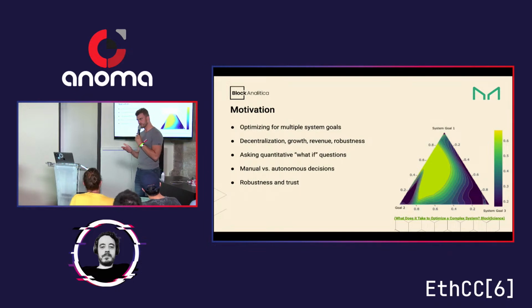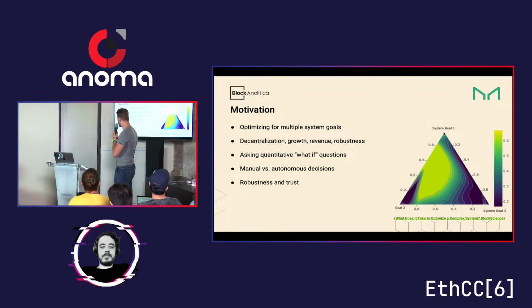Then we have our own work, which focuses on both the qualitative and quantitative aspects. But in this case, we're going to talk more about the quantitative ones. We have the visualization on the slide, where we show this trade-off space between different system goals. In the visualization, we can see how by moving in the space, we prioritize one goal over the other.